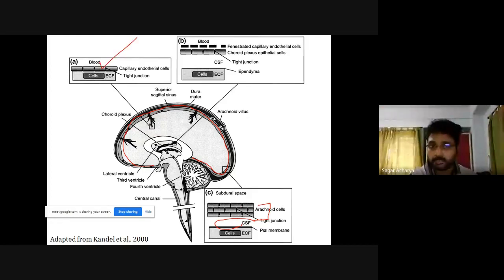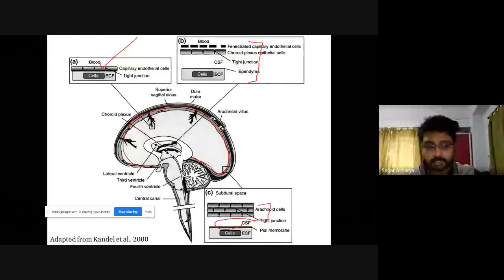One is this one, that is actually called the blood-brain barrier, another one is the blood and cerebrospinal fluid barrier, and the next one is the arachnoid barrier. So we will concentrate on the blood-brain barrier. And why is the blood-brain barrier so important? You know, our brain cells are very much hungry in that sense, right?